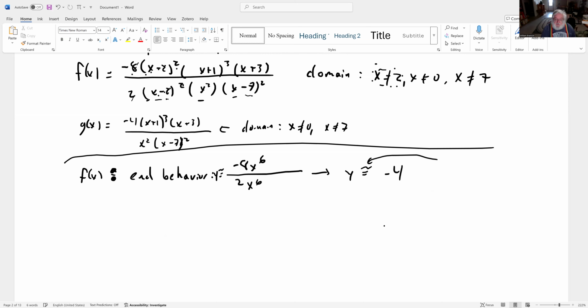Why this little squiggle? It means that I'm not getting y equal to -4, but y is approximately equal to -4 for very large x. And that could be either positive or negative, right? So when we're way out to the right or the left, the graph should have y coordinates that are about -4. So that's our end behavior.